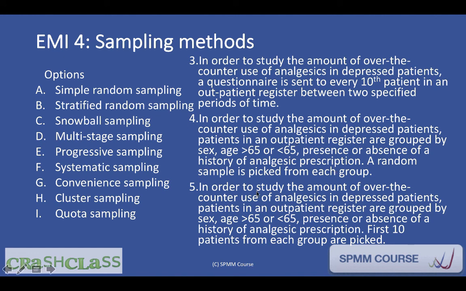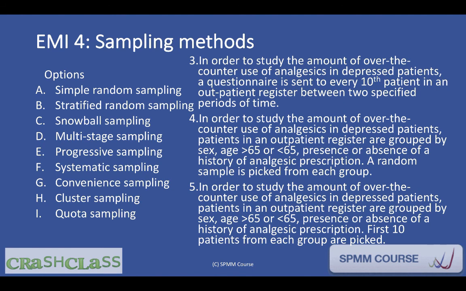Okay. Fifth question, in order to study the amount of over-the-counter use of analgesics in depressed patients in an outpatient register, people are grouped by sex, age, and presence or absence of a history of analgesic prescription. Then you're not picking them randomly. In this case, what you're doing, first 10 patients from each group are picked. So it's like a quota. People are divided into groups and each group has a quota.